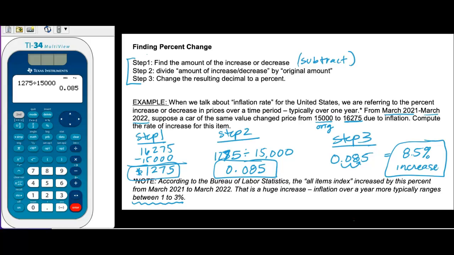And so that, according to the Bureau of Labor Statistics for the United States, the all items index increased by this percent from March 2021 to March 2022. So you can see this is much higher than that typical inflation rate of 1 to 3%. So this is what's typical, and then that 8.5% increase you can see is much, much higher.